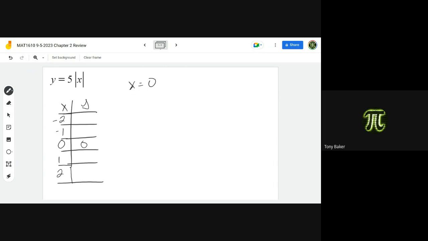All right? So the absolute value of 1 is 1. 1 times 5 is 5. The absolute value of 2 is 2. 2 times 5 is 10. What's the absolute value of -1? 1. So 1 times 5 is 5. Absolute value of -2 is 2. So that is 10.